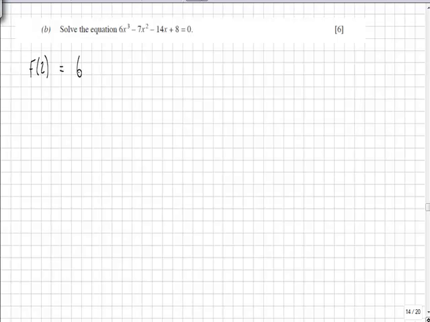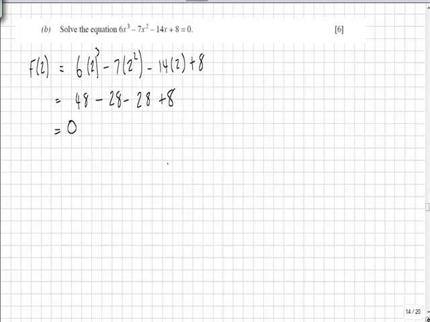So subbing in, we get 6 lots of 2 cubed minus 7 lots of 2 squared minus 14 lots of 2 plus 8, and we get 2 cubed is in fact 8, times 6 is 48, minus 7 lots of 2 squared, is minus 7 fours, which is 28, minus 28 plus 8, and that does in fact give you an answer of 0. So that means when the polynomial is divided by x minus 2, we get a remainder of 0, meaning x minus 2 is a factor.